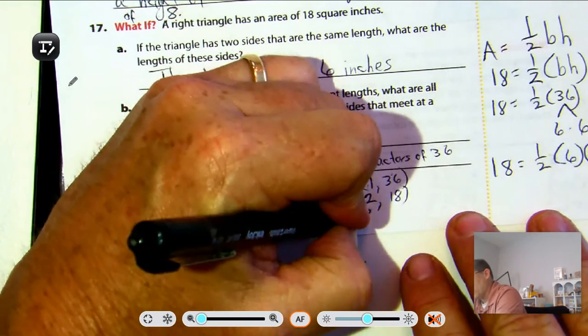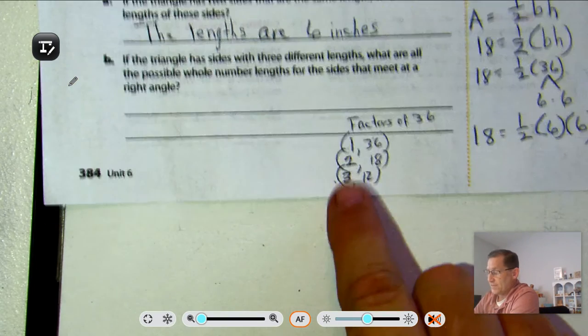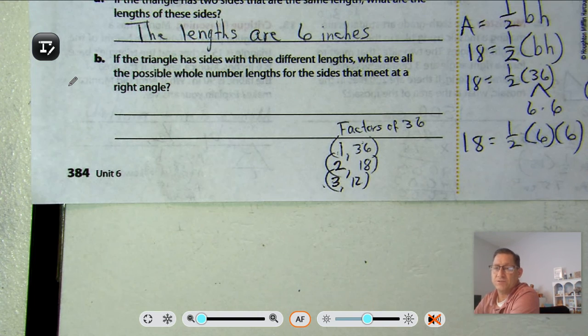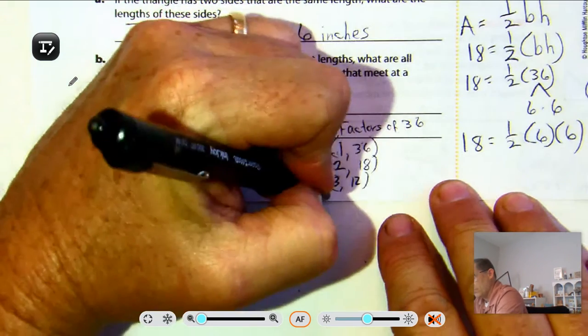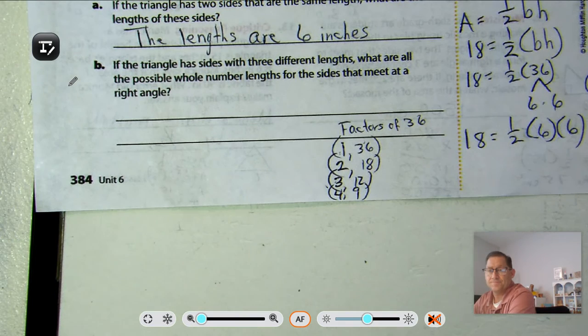All right. I also know 3 is a factor of 36. Since I know 3 and 12 work, 6 also works, but 6 wouldn't result in different lengths. So it can't be 6 and 6. But I do know that 4 and 9 also work.